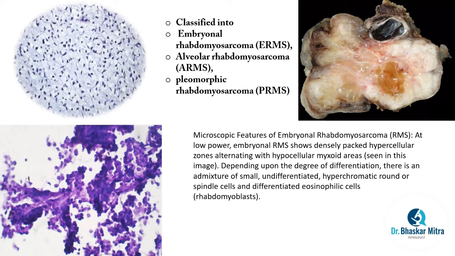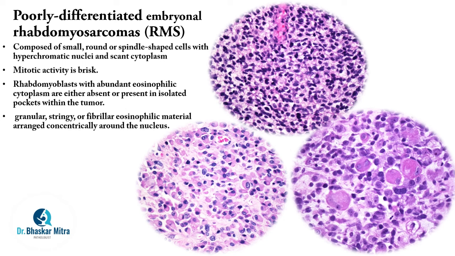These are the cytological pictures showing the nest and the loosely cohesive clusters of these densely packed hypercellular areas. This is the gross picture of this group of rhabdomyosarcomas. Now first comes the poorly differentiated embryonal rhabdomyosarcoma.